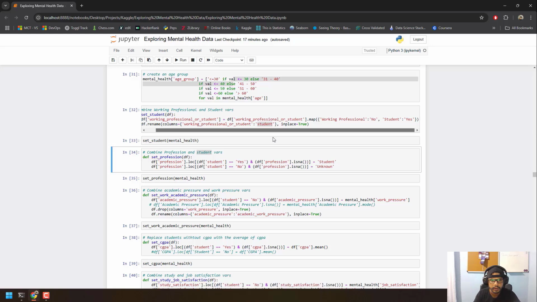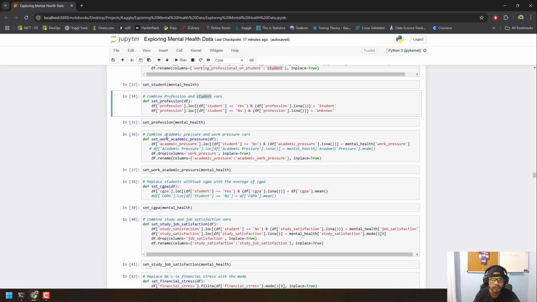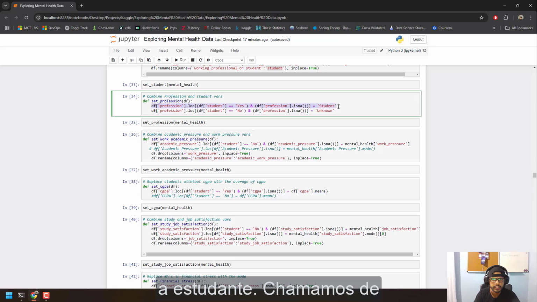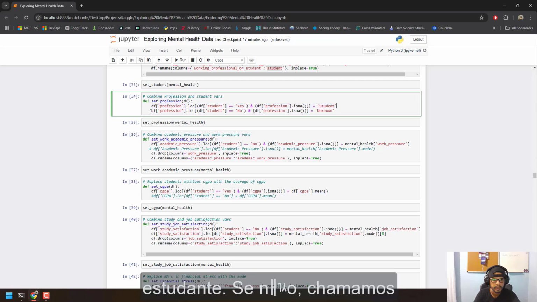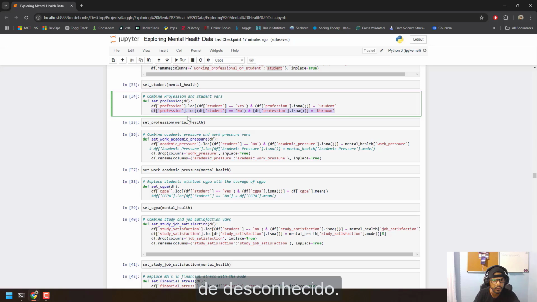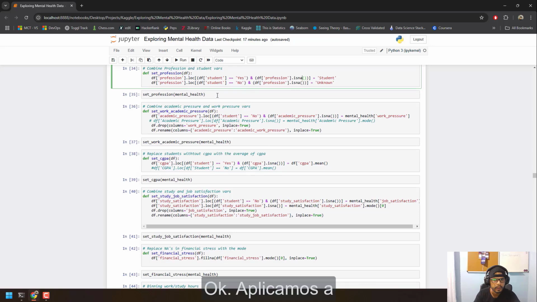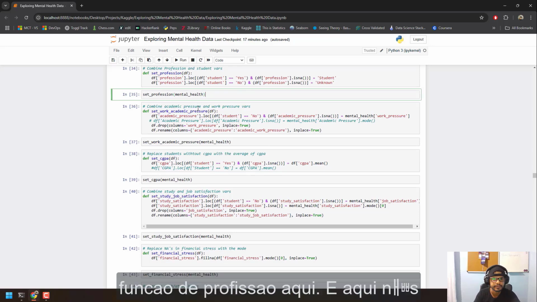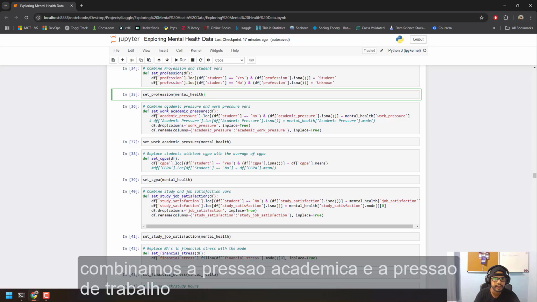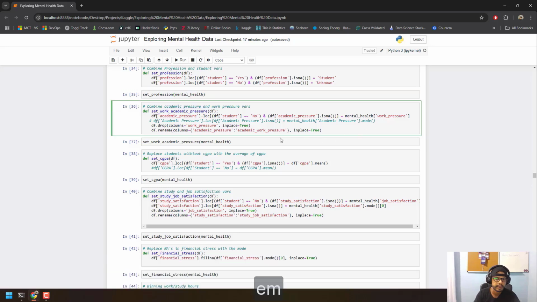Set profession. Profession as well, we do the same. If profession is equal to student, we call it student. If not, we call it unknown. Okay. We apply the profession function here. And here we combine the academic pressure and work pressure into one single variable.